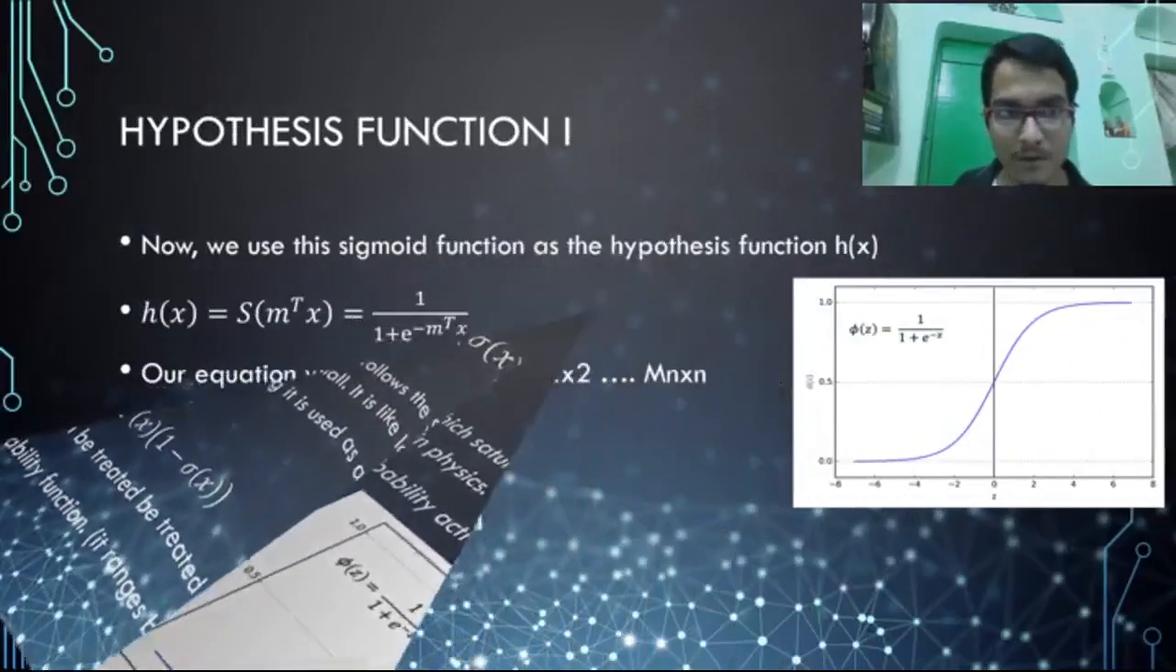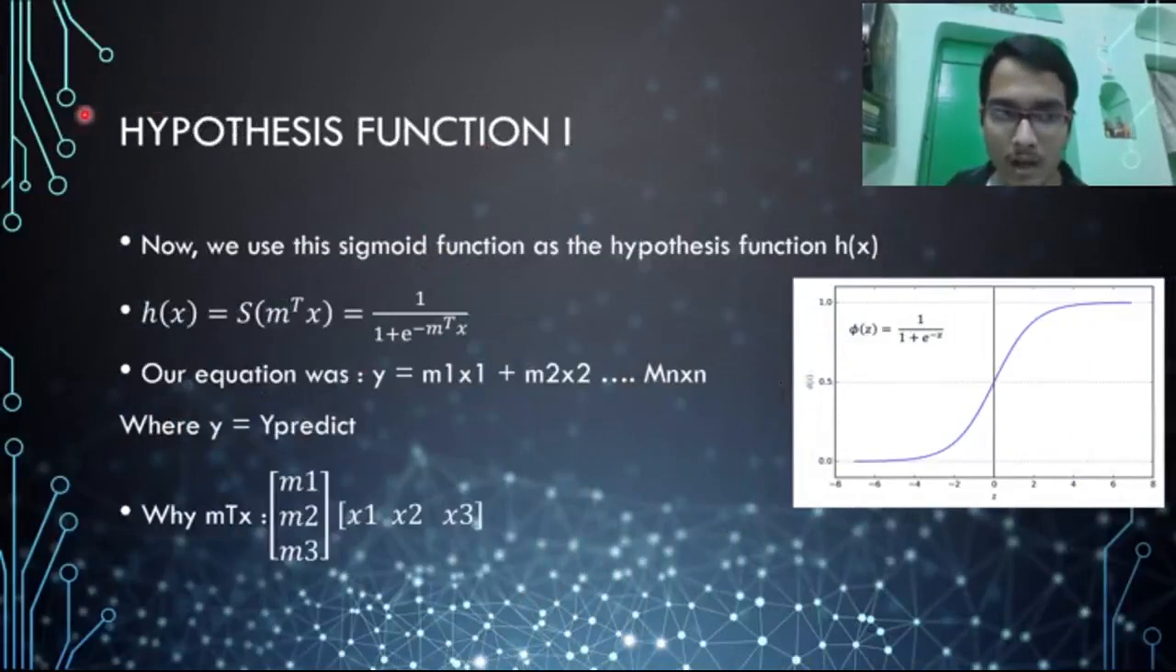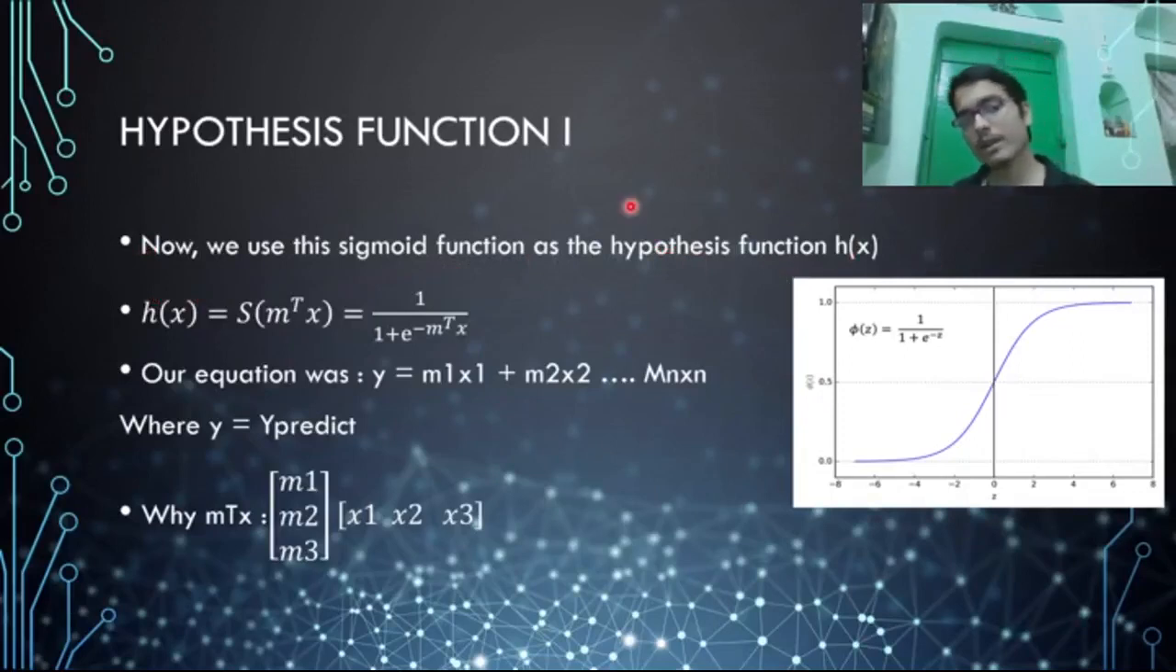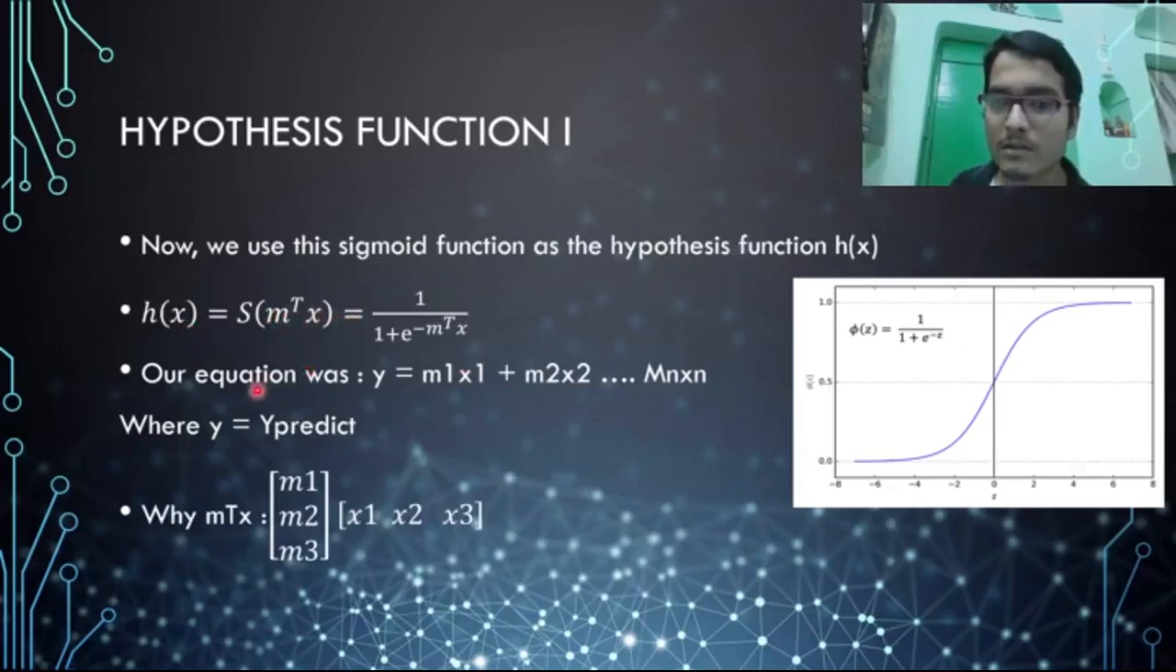Let us understand what exactly this hypothesis function is. This sigmoid function we actually use as the function h of x, and that is our hypothesis function. Now in x we actually use m transpose x. Why are we using m transpose x? If you remember, our equation was y equals mx plus c for one variable, and for n variables we can write it as y equals m1 x1 plus m2 x2 till mn xn, where y is our predicted y value, isn't it? We have all learned this in linear regression and polynomial regression. We have understood this clearly.